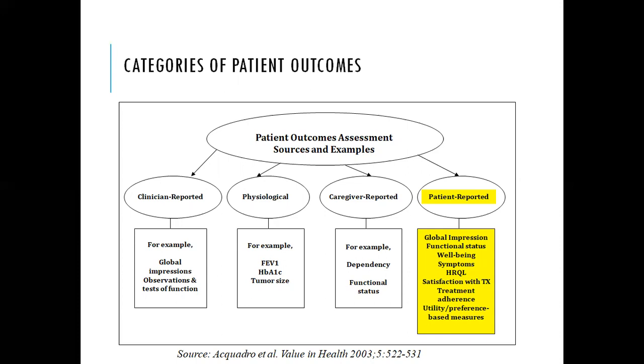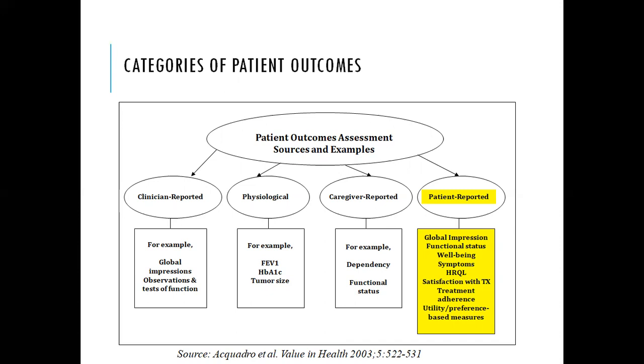So based upon these, our outcomes could be divided into four parameters, and these four parameters are clinician reported, the physiological components, the caregiver reported, and the patient reported. For a clinician reported assessment, we can have an example of observations and tests of various functions that are there. For physiological functions, you could go for various laboratory tests such as glycosylated hemoglobin, or maybe any other parameter, that how this parameter has come back to its normal value.